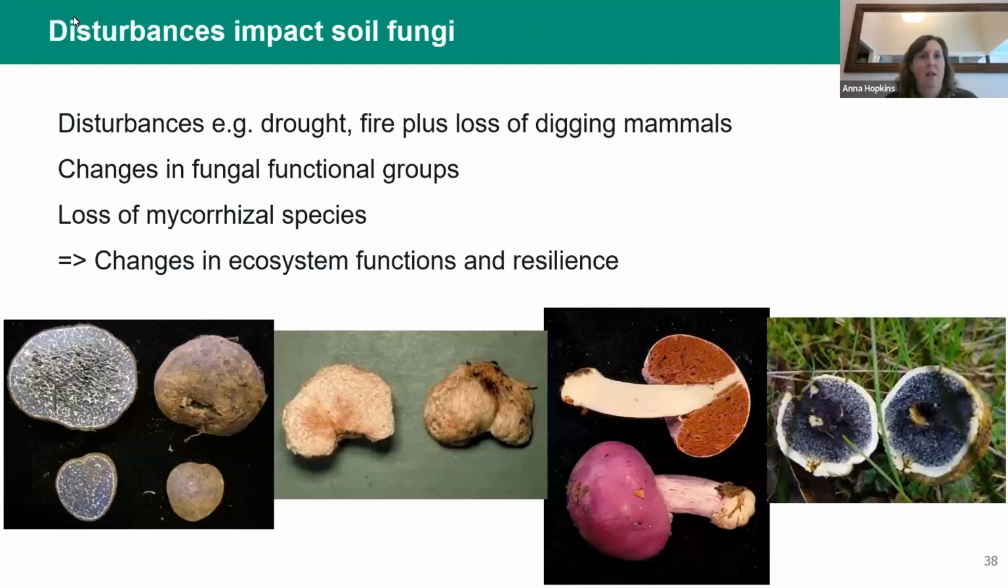Okay, so that feels like a very quick overview of some of the different work that we've been doing, looking at the impact of disturbances on soil fungi and how they might change some of the soil fungal functional groups that are found within the soil. And in particular, I've always been really interested in how those mycorrhizal species might respond to those different changes and how this might lead to changes in ecosystem function and resilience.